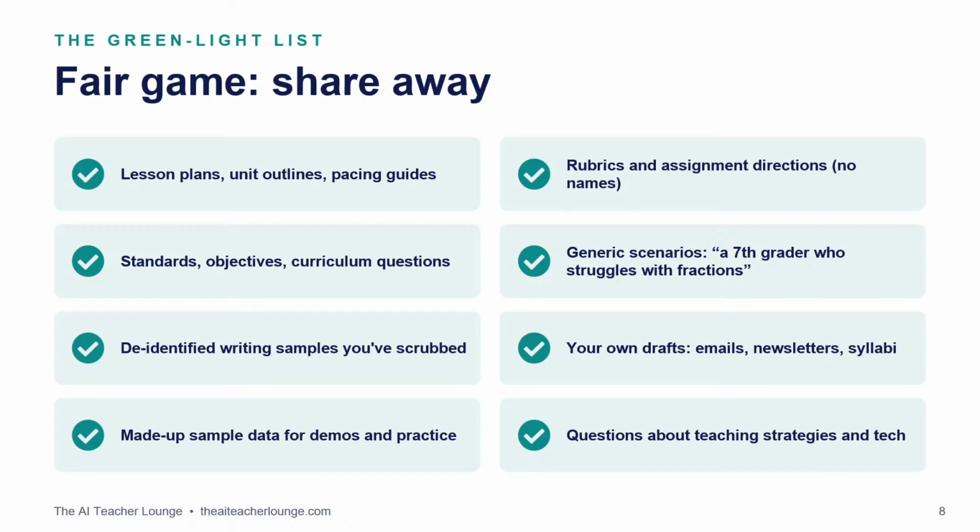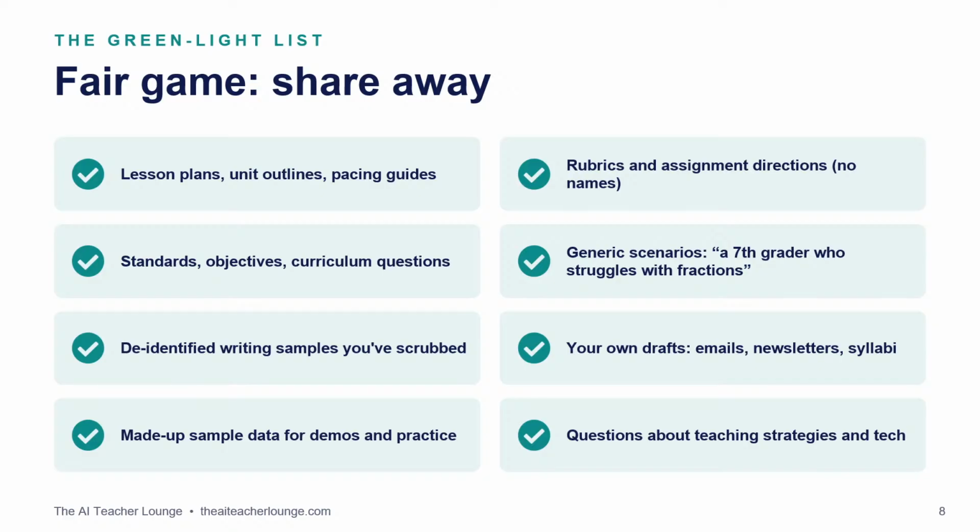Generic scenarios. For example, instead of saying Timmy struggles with fractions, put in there, hey, a seventh grader struggles with fractions. What would be a great way to instruct them? So you're scrubbing the identification. Now, you might say, well, we shouldn't have seventh grade in there either. Fair point. But with Gen AI, you can give it the audience. You can say, hey, this is for a seventh grader. How would we explain it?